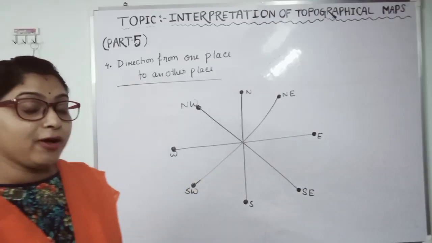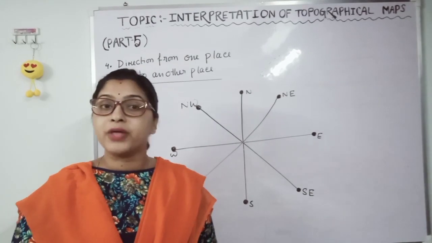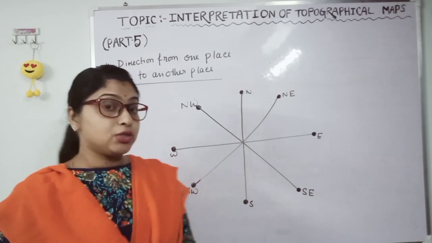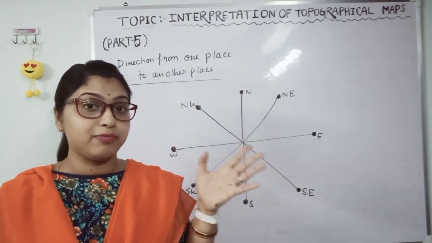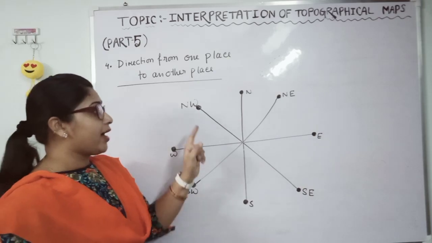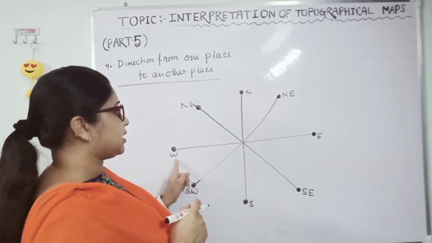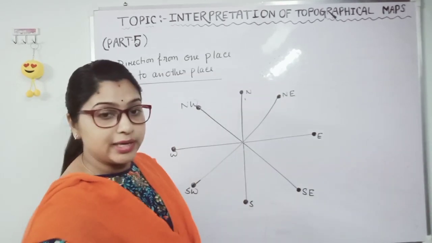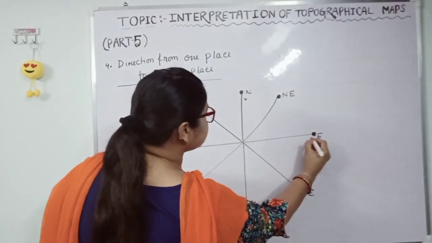Yes, students, in the first part of this video chapter, I have explained the essentials of a topographical map or any map, what the necessary essentials are. Here I also explained directions, which are very important for any map. See, I have drawn these directions: north, south, then east, west. These are the main 4 cardinal directions. Here I am marking north, south, east and west.